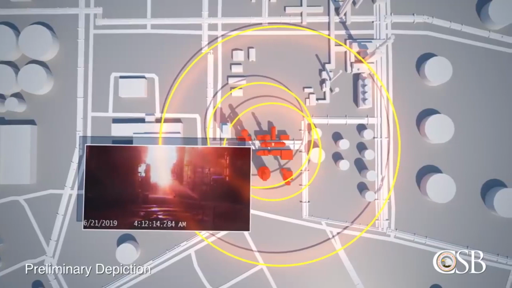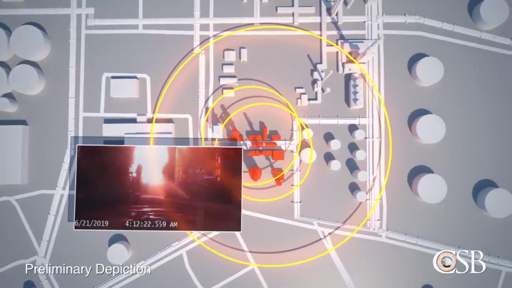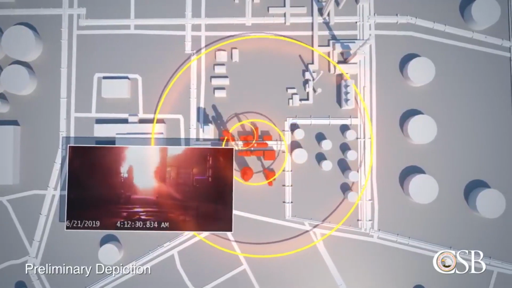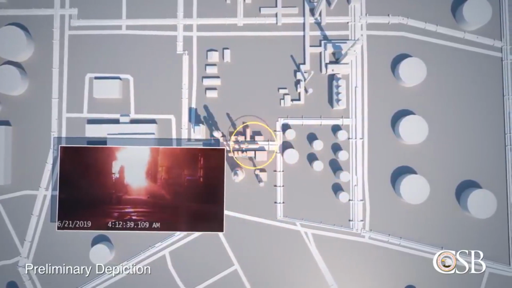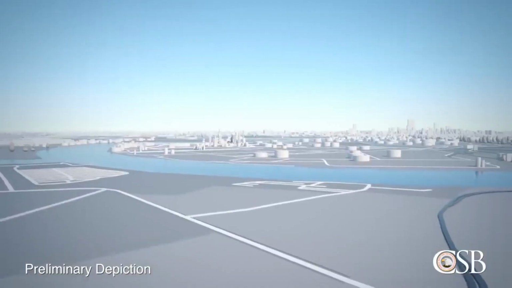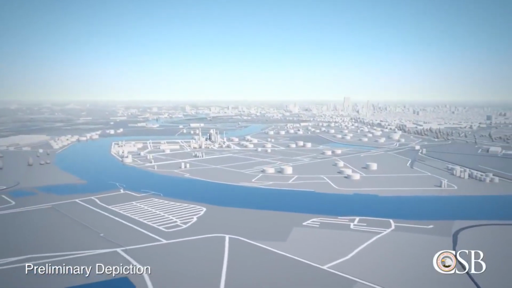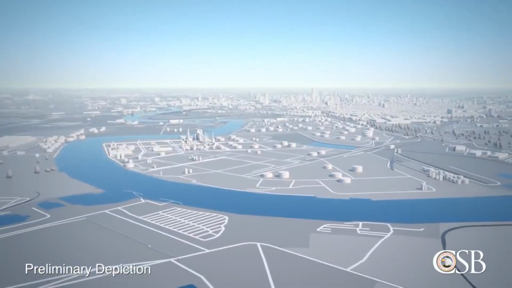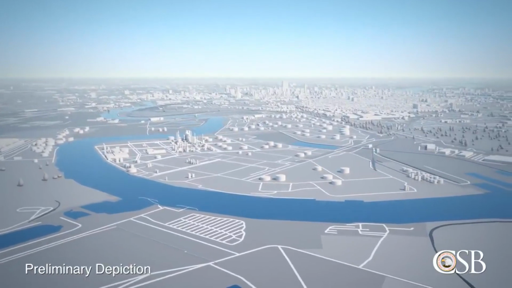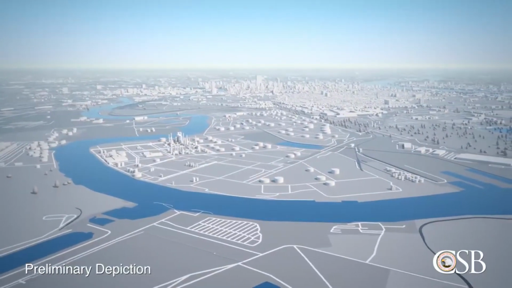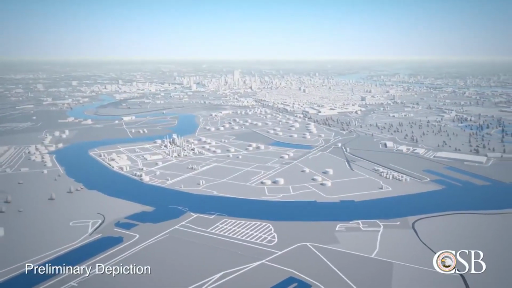The fire burned for over 24 hours until it was finally extinguished the following day at about 8:30 a.m. 5 workers sustained minor injuries during the incident and response. The CSB is unaware of anyone experiencing health impacts from the hydrofluoric acid release.